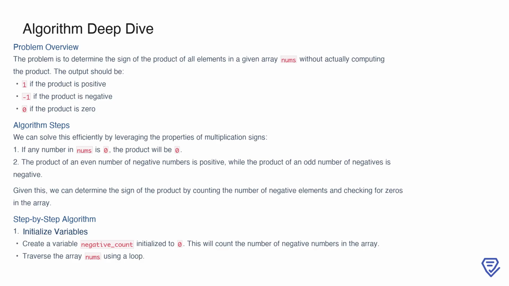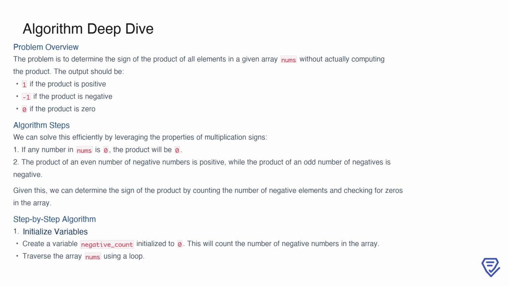For example, if any number in the array is 0, the product is automatically 0. Additionally, when dealing with negative numbers, the product of an even number of negatives is positive, while the product of an odd number of negatives is negative. Instead of directly calculating the product, risking inefficiency and potential overflow, we can simplify the process by counting how many negative numbers exist and checking if the array contains any zeros.